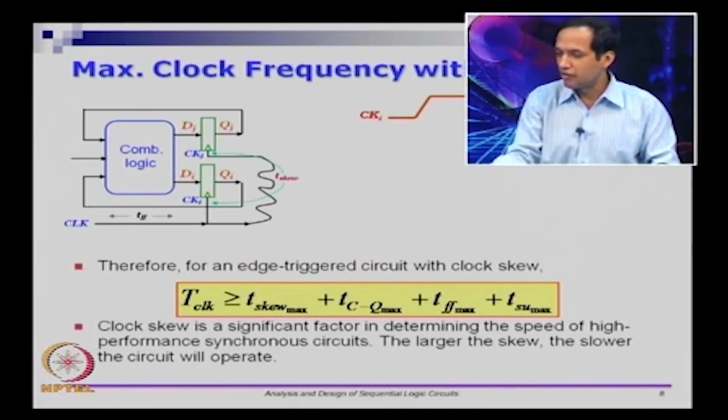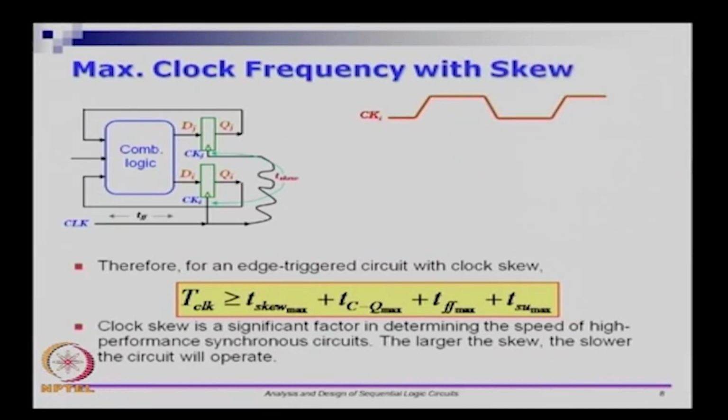So let us see the waveform first, and we will come to the equation next. You have CKI, which is the clock as seen by flip flop I, and CKJ could have what is called a positive skew or a negative skew with respect to I. So CKI is here, and CKJ may be some T skew time units away, because the flip flop is farther from the CLK pin. It could be that CKJ is actually seeing the clock later.